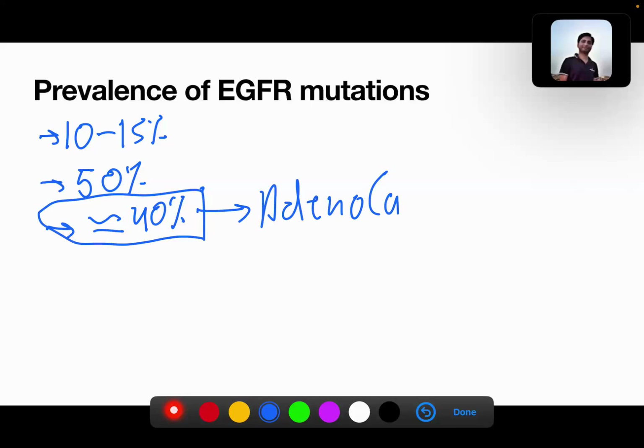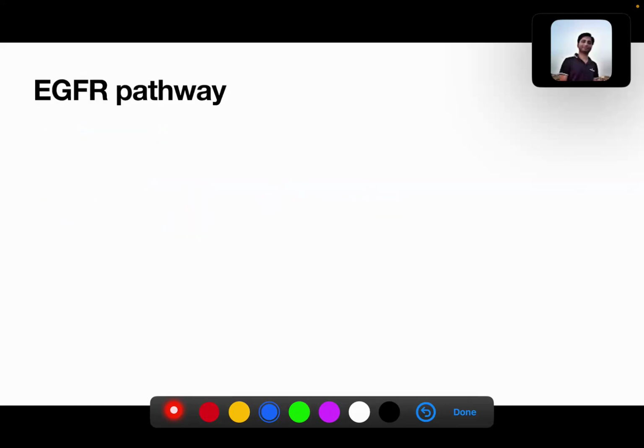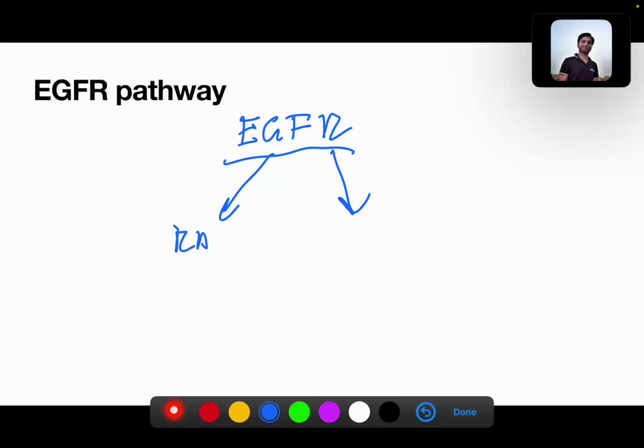So that forms a significant chunk, right? 40% of all adenocarcinomas amongst the Indian population will have an EGFR driver mutation. So that's how prevalent it is. Now, coming to the EGFR pathway, EGFR is a growth pathway, an epidermal growth factor receptor pathway, and activation of the EGFR receptor activates the RAS-RAF or MAP kinase pathway and the PIK3CA-AKT pathway.